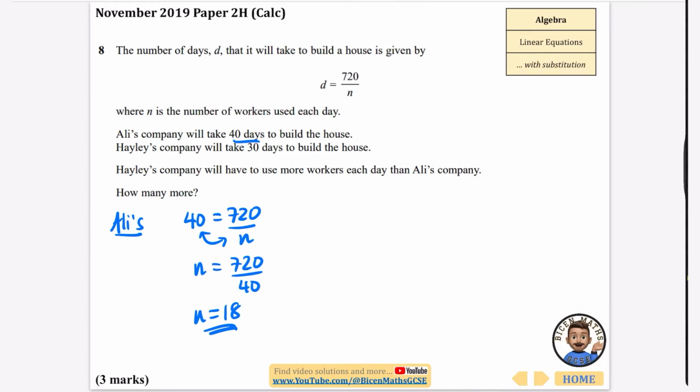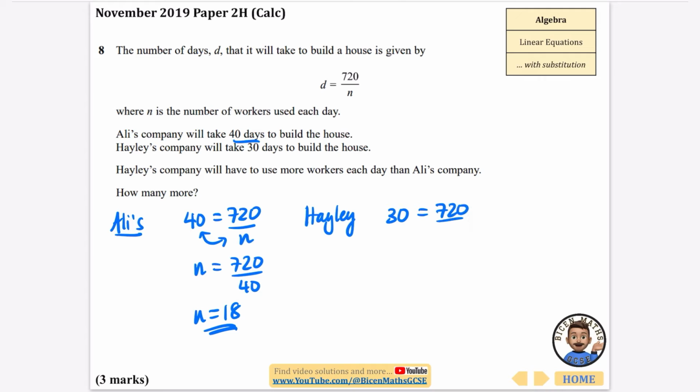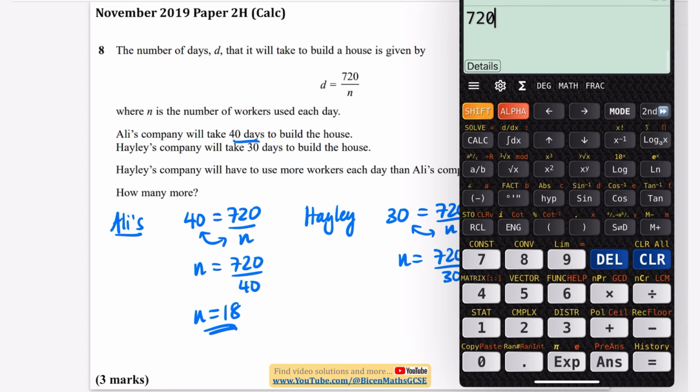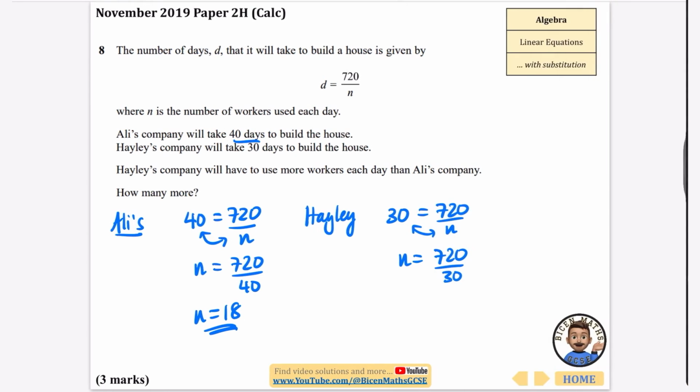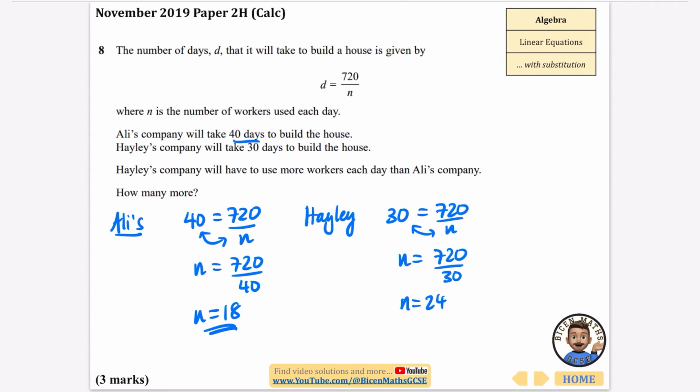Now we're going to do the same process, but this time we're going to do it for Haley. Haley has got 30 days, so I'll replace d with 30, and that's 720 over n. When it's written like that, those two things can swap places. So we get n is 720 over 30. Now, the reason these are swapping places is because we're multiplying up by n, so you get 30n, and then you're doing dividing by 30. So the n is multiplying up, and the 30 is dividing down. So let's do 720 divided by 30, and we get 24. So for Haley, it is 24.